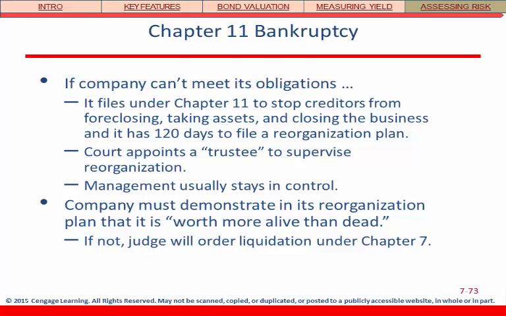This is for companies that can't meet their obligations. This is basically done just to keep creditors from foreclosing on their specific assets, and really gives them a window there, usually around 120 days or so, to file a reorganization plan. And they'll appoint somebody like a trustee or supervisor that's going to be in charge of this reorganization, but management is really going to stay in control. If this reorganization plan doesn't show that it's worth more to keep this company going, then a judge can come in and say, you guys are going to have to liquidate. And so sometimes a Chapter 11 can turn into a Chapter 7.